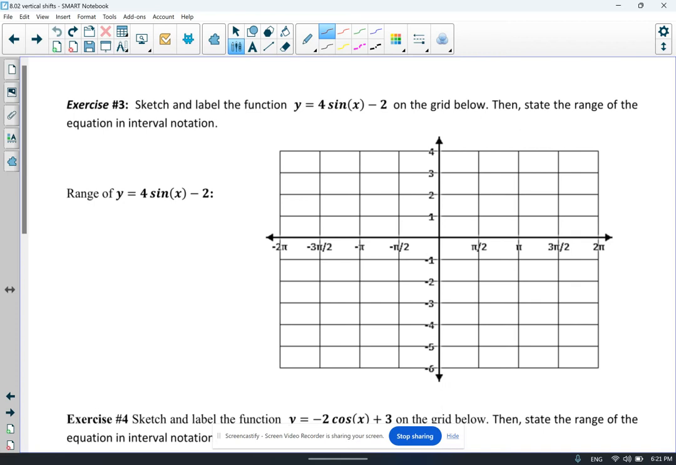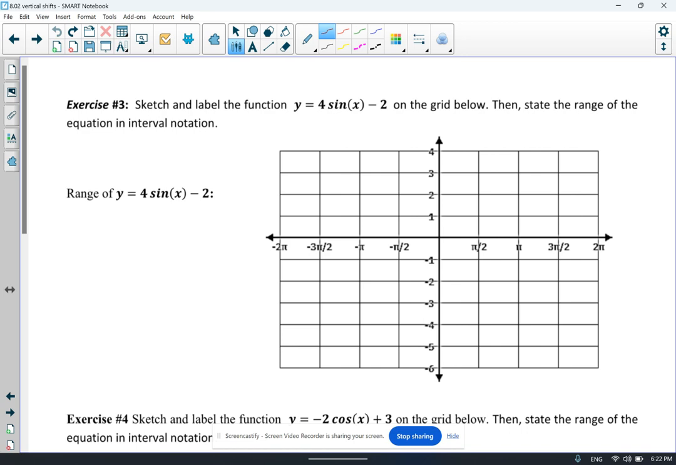This is Mrs. Pullen for lesson 8.02 for Algebra 2. In this video, I'm going to go over two examples showing how to graph trig functions that have vertical shifts. So we're first asked to graph the function y equals 4 sine of x minus 2. And we also need to say the range in interval notation, and we're going to be graphing two cycles.